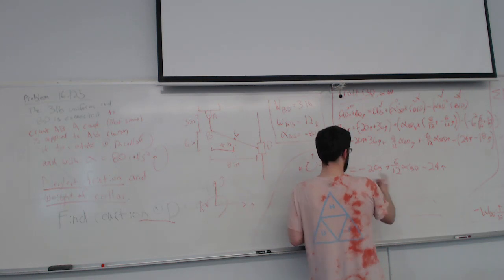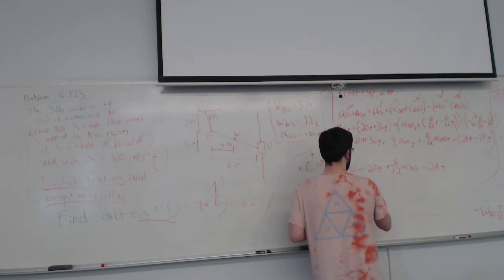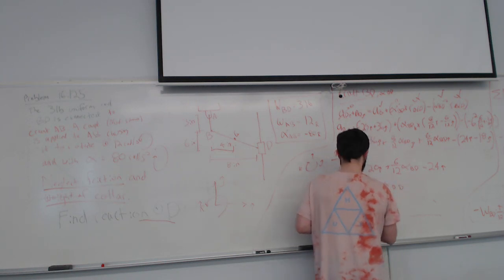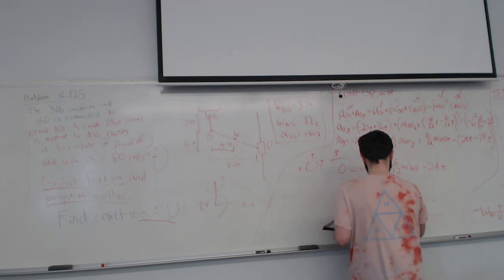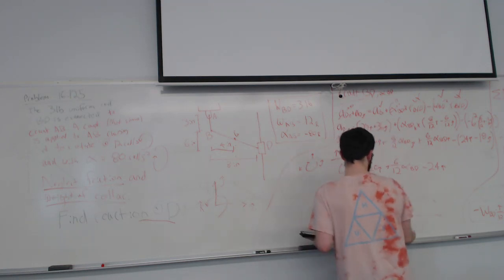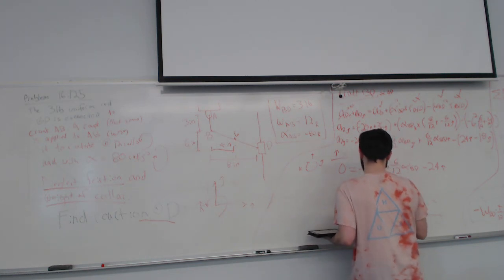So solving for this, you get 44 i equals 6/12 alpha BD. Alpha BD equals what, 88? Yeah, 88, and that's positive, so 88 in the k direction.